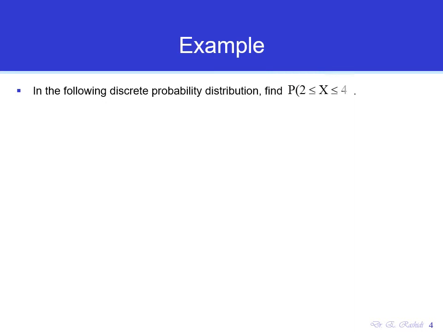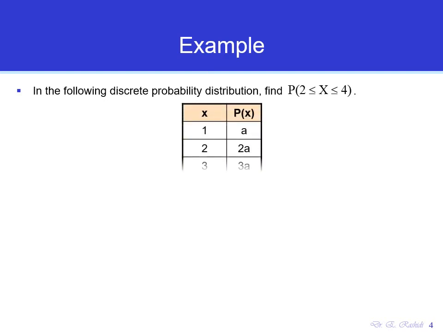Let's see an example. For the following discrete probability distribution, find the probability that random variable x takes values between 2 and 4, including 2 and 4. This is the probability distribution. In the first column, you see the different values of x, and in the second column, the corresponding probability values. So please pause and find the solution to this problem. What is the probability that x takes a value between 2 and 4, including 2 and 4?